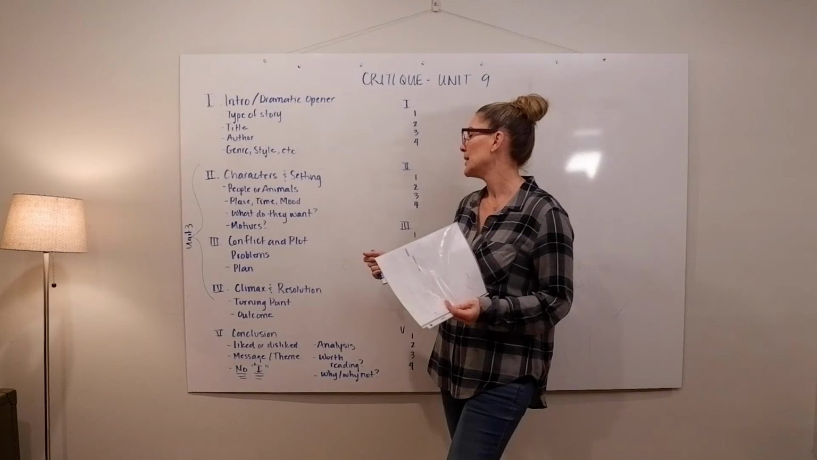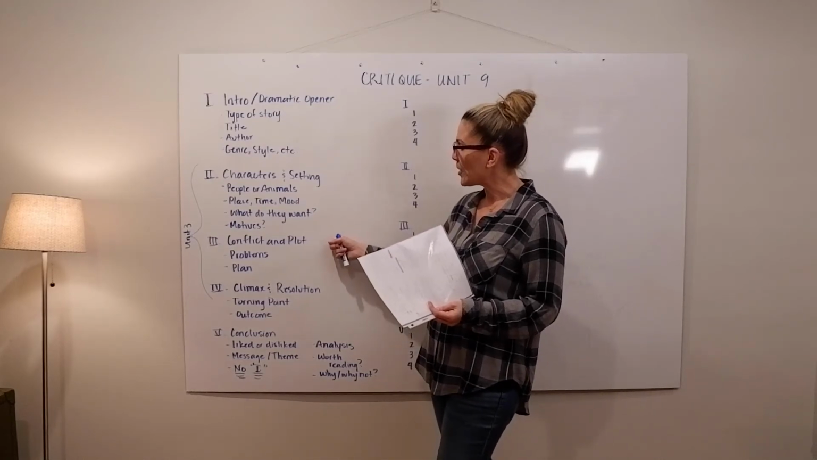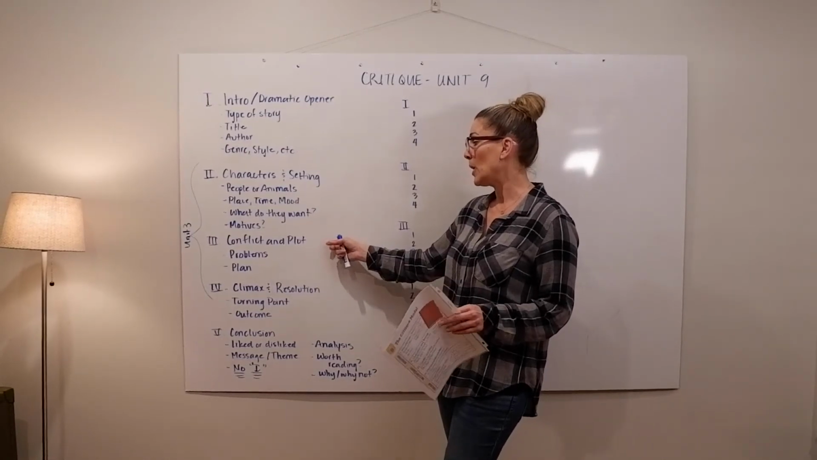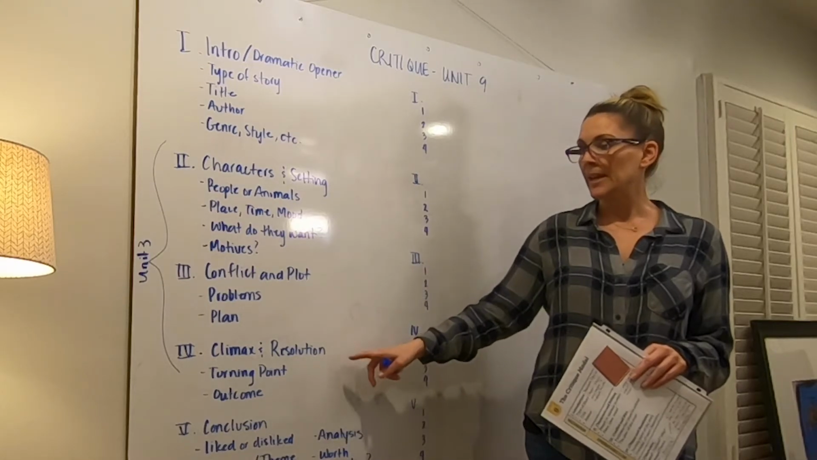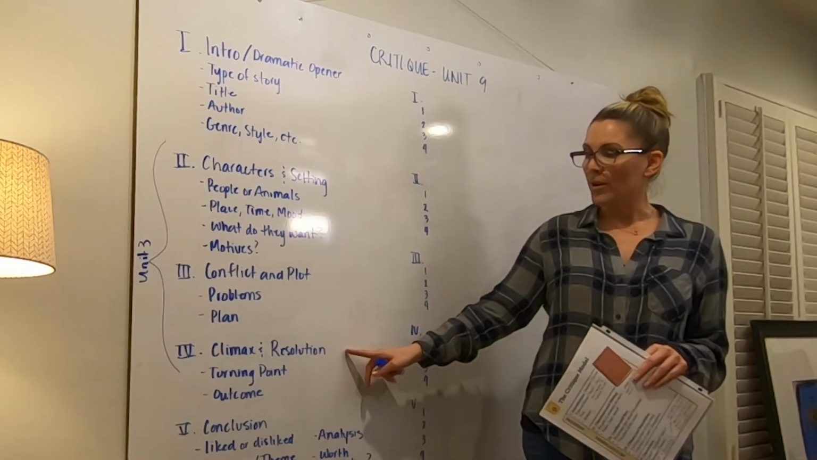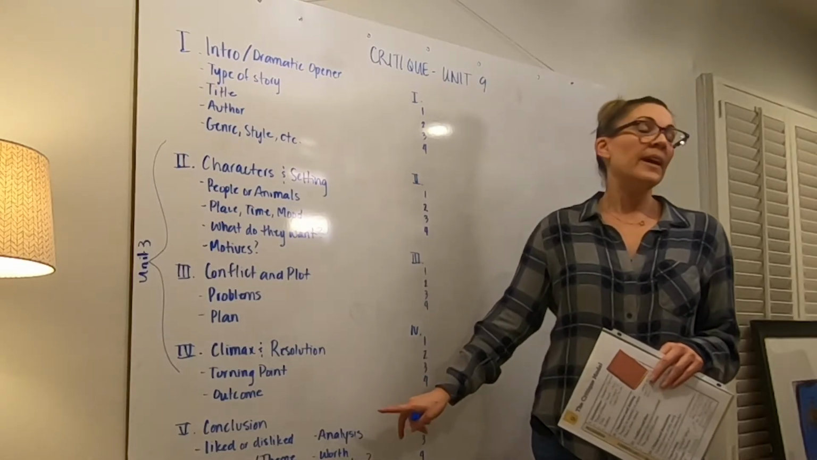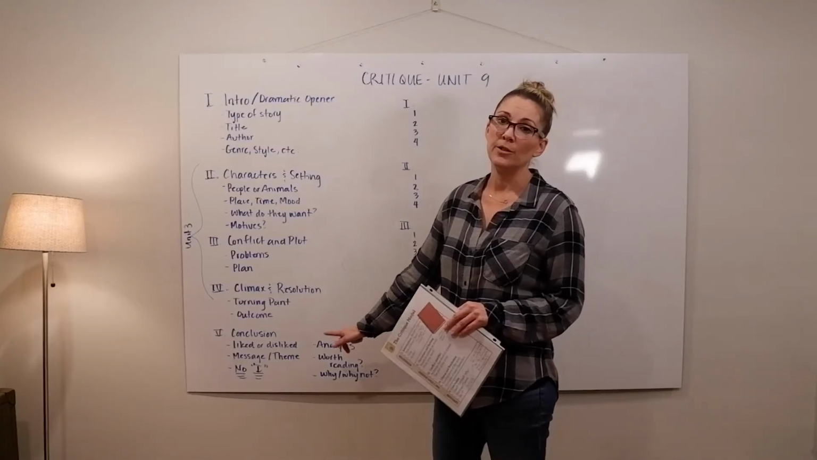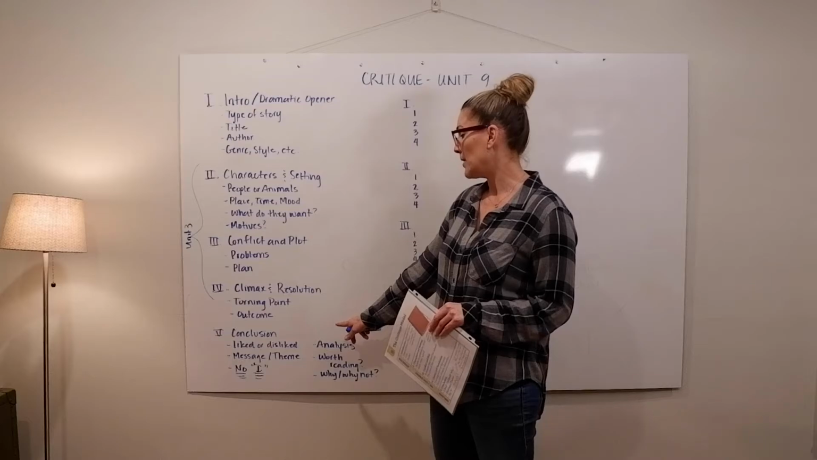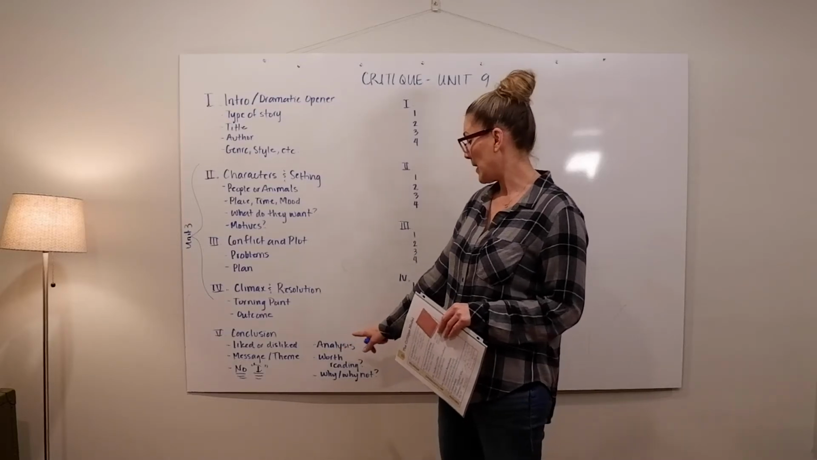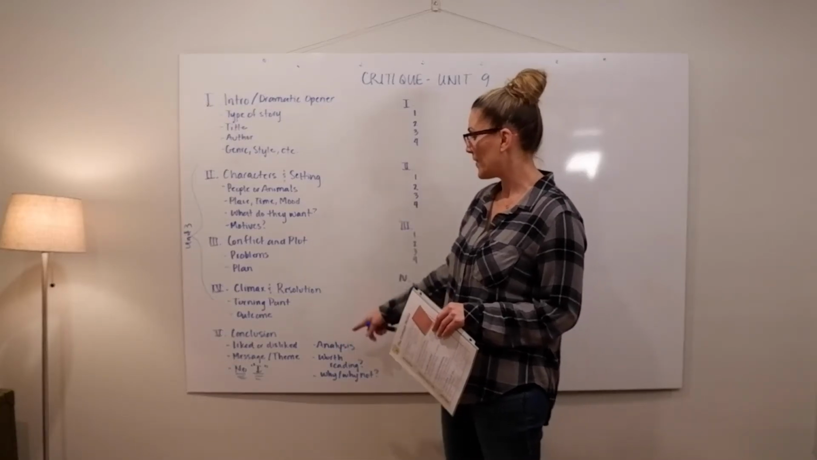flowery or embellished. And then the second paragraph, we want to introduce the conflict and the plot, the problems and or the plan. And in paragraph 4, we're going to talk about the climax and the resolution, the turning point, the outcome. And the concluding paragraph is going to be new. So this is something that we haven't done yet. So your student is going to be asked to analyze the story that they wrote.